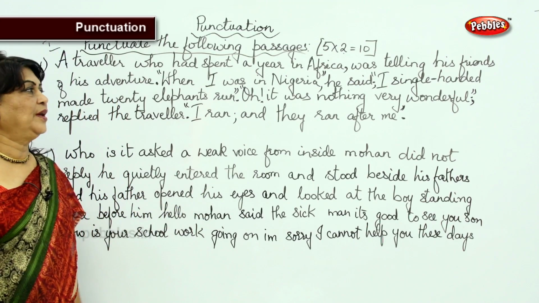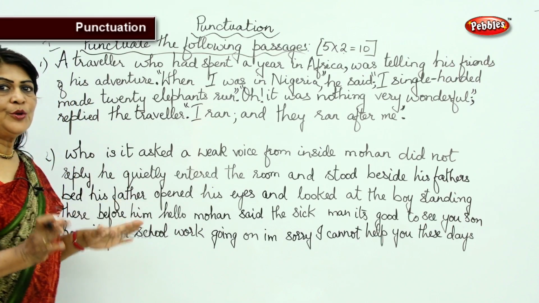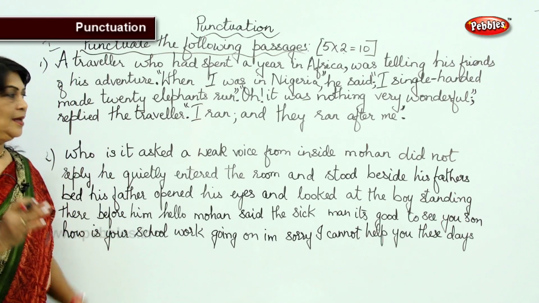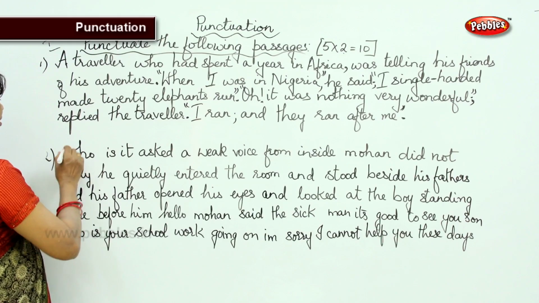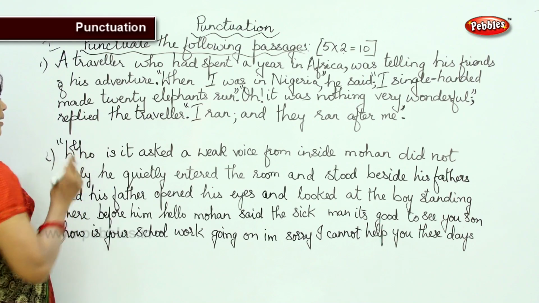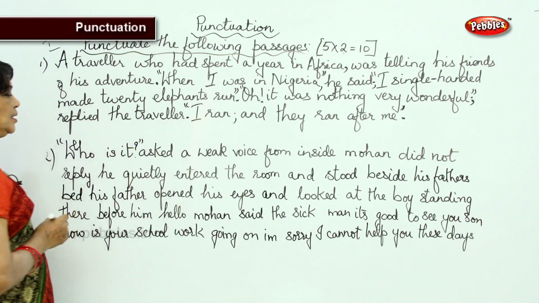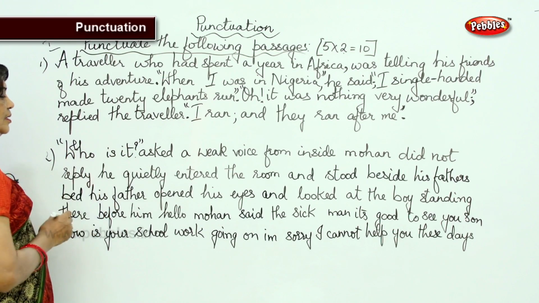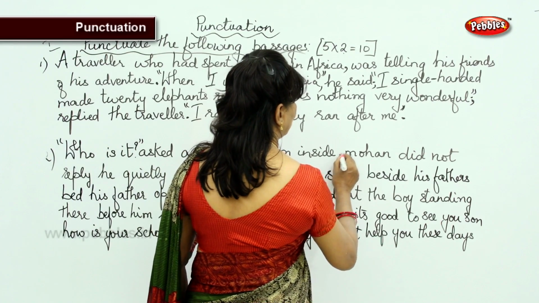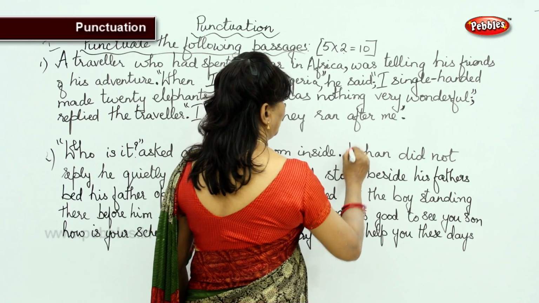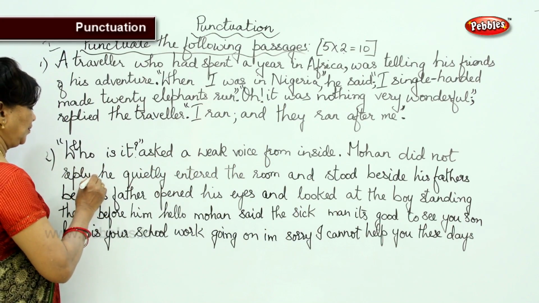This is how you will read if you have no punctuation marks. Does it make any sense that way? No. Now we are going to do it with proper punctuation marks and proper meaning. Who is it? So it's a question. So beginning of a sentence, capital W, and start the inverted commas. It's an interrogative sentence, so you put a question mark and close the inverted commas. Asked a weak voice from inside, full stop. Mohan is a proper noun, name of a person. Mohan did not reply, full stop.